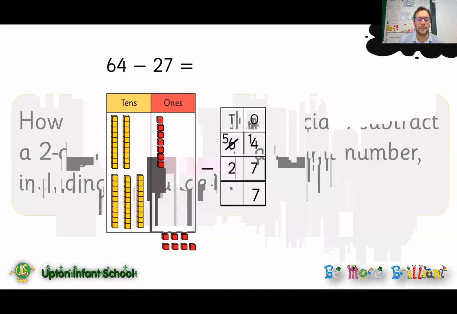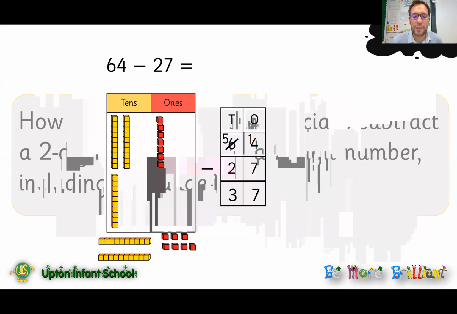Now let's look at our 10s. Well, we did have 6 10s. We had to exchange 1 for 10 ones. It left us with 5. We need to take 2 of those away. Let's pop them down there. How many 10s have we got left? 5 10s, take away 2 10s, gives us 3 10s. So 64, take away 27. Our answer is 37. Well done if you got that.